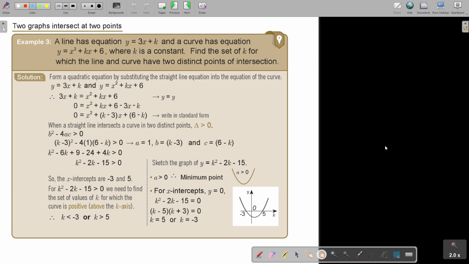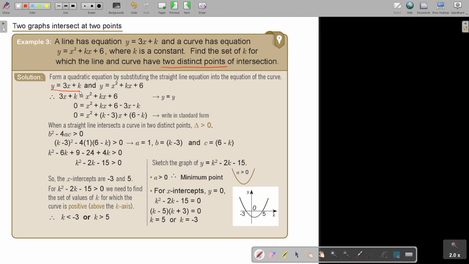So 2 graphs intersect at 2 points. A line has this equation and a curve has this equation, where k is a constant. Find the set of k for which the line and the curve have 2 distinct points of intersection. So do you see what they say? They say 2 distinct points. So it's standing out. But the method, the first part, is actually the same.